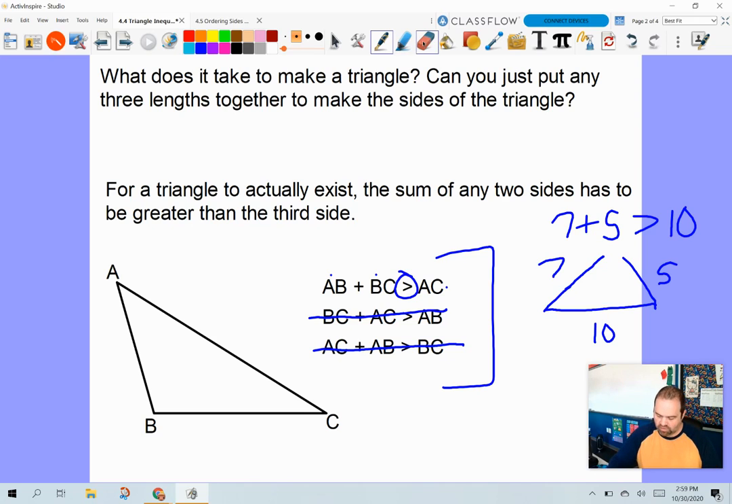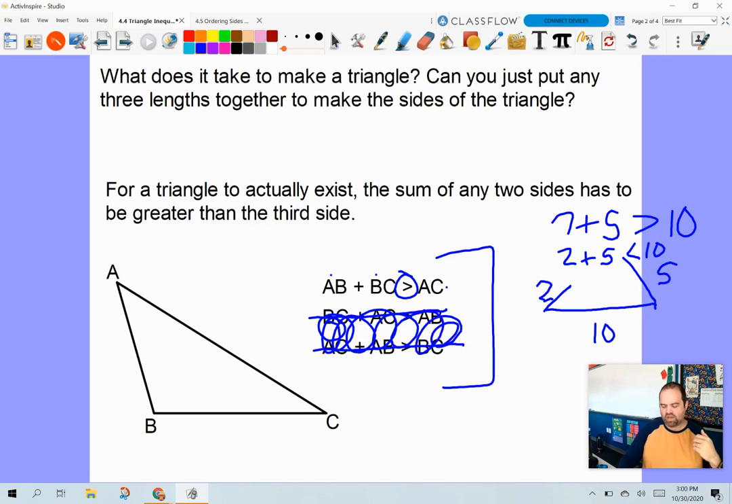Now let's go back and change this number here, and let's make this side shorter. What if I went back to when this was 2? That 2 and 5 are not going to come together. Almost like a hinge, the door will close and you won't be able to come together and make a peak as a triangle, because when I add those together, 2 plus 5, that's actually less than 10. So I think we can pretty safely get rid of the statements that compare the big side to the little side. We need to be comparing the little sides together to the big one.